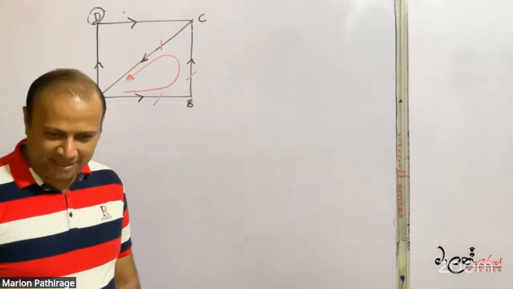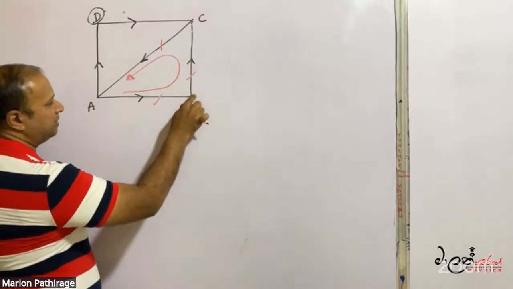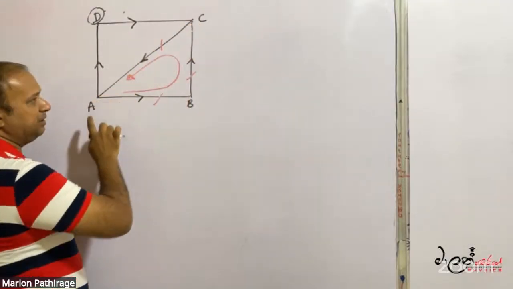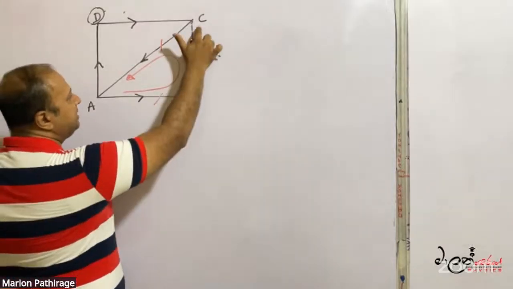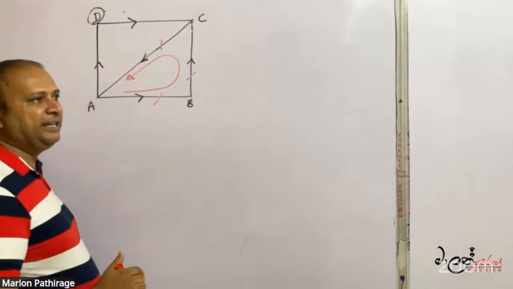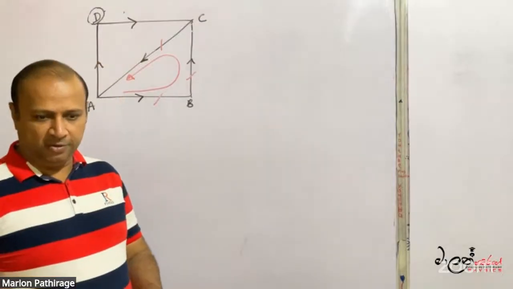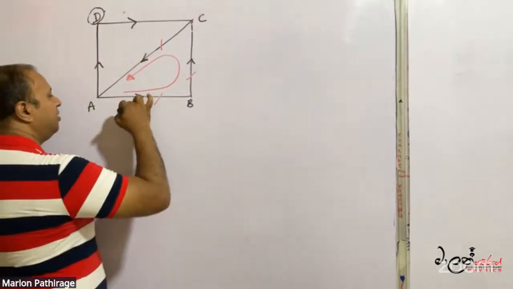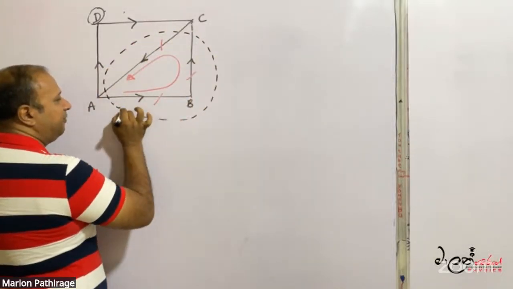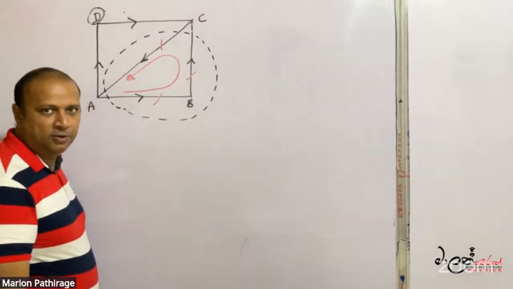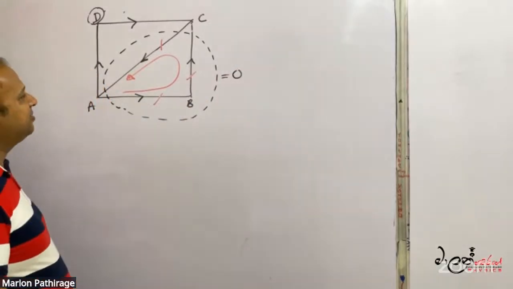So, if you consider the resultant vector of AB vector, BC vector, and CA vector, definitely the resultant vector of AB plus BC plus CA should be 0. Therefore, the resultant of these three vectors should be 0.